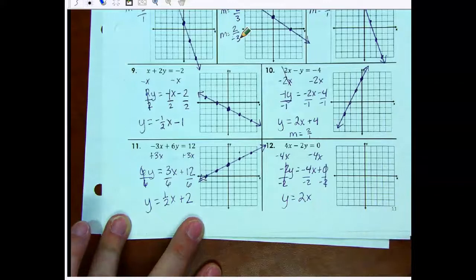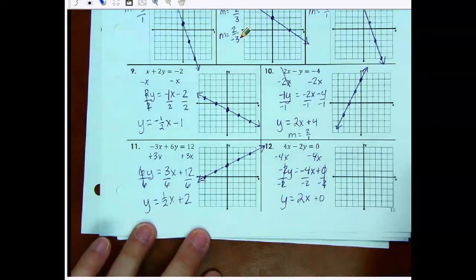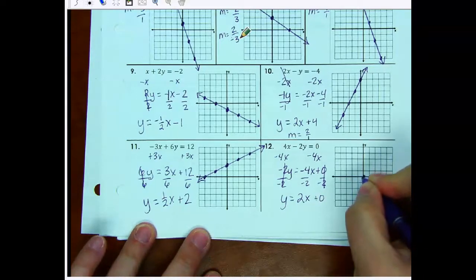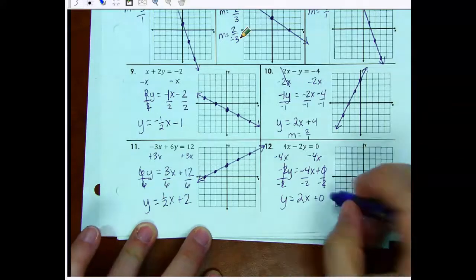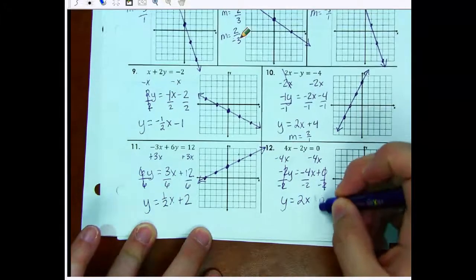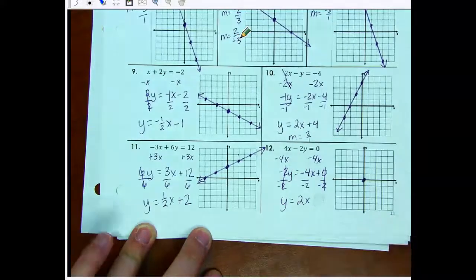Well, I don't need that. That doesn't change my problem to have plus 0. So remember number 2 up at the top where we had just 1/4 x. I said that was the same as having plus 0, which means you are going to go through the origin. But we never write plus 0 in our answer because you don't need it. That's not fully simplified.